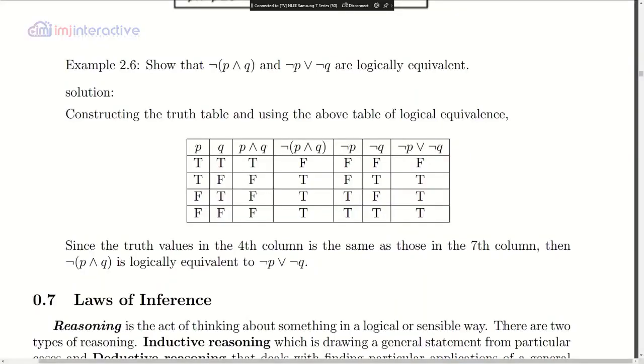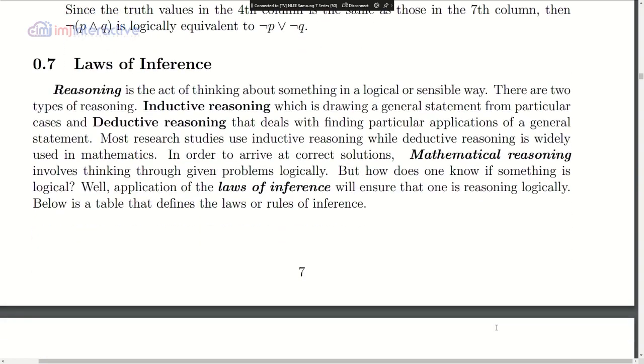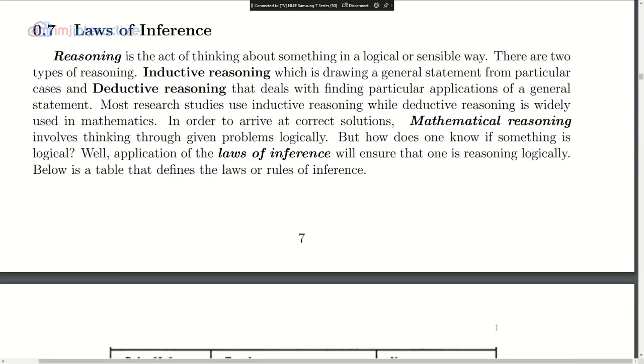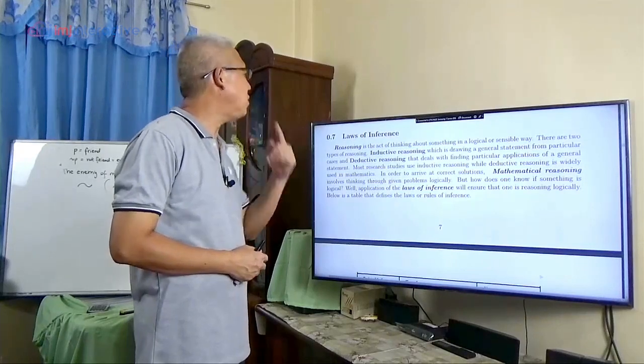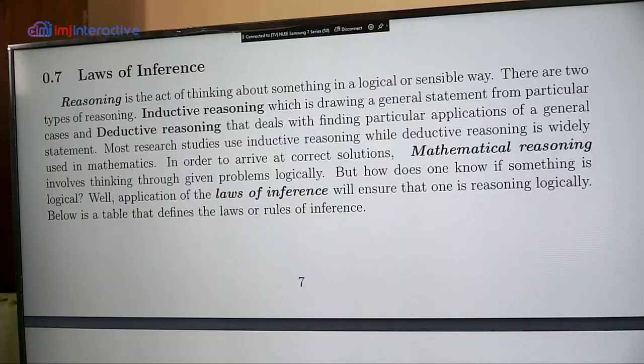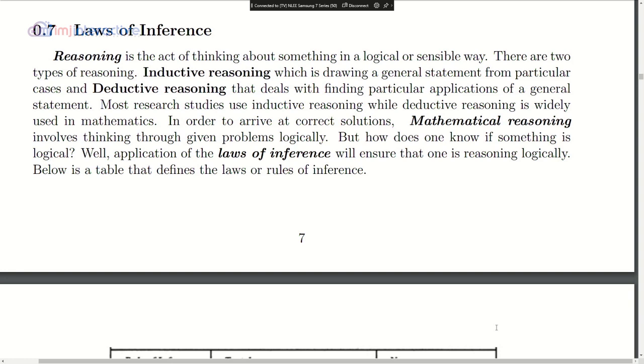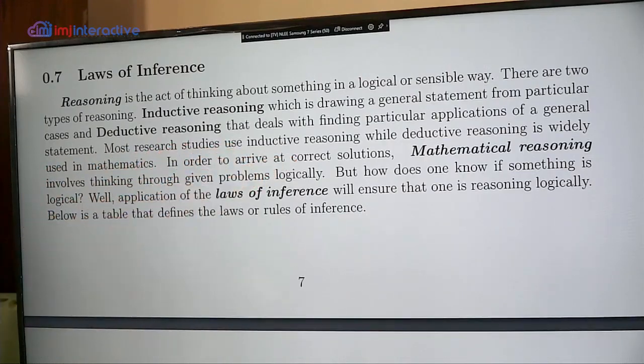Next, laws of inference. Now, reasoning is the act of thinking about something in a logical or sensible way. There are two types of reasoning. Induction, or inductive reasoning, which is drawing a general statement from particular cases. And deduction, or deductive reasoning, which deals with finding particular applications of a general statement. Most research studies use inductive reasoning, while deductive reasoning is widely used in mathematics.